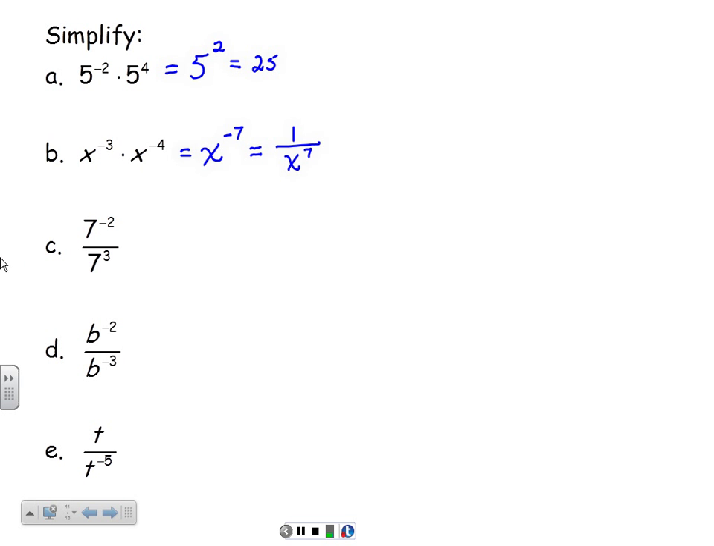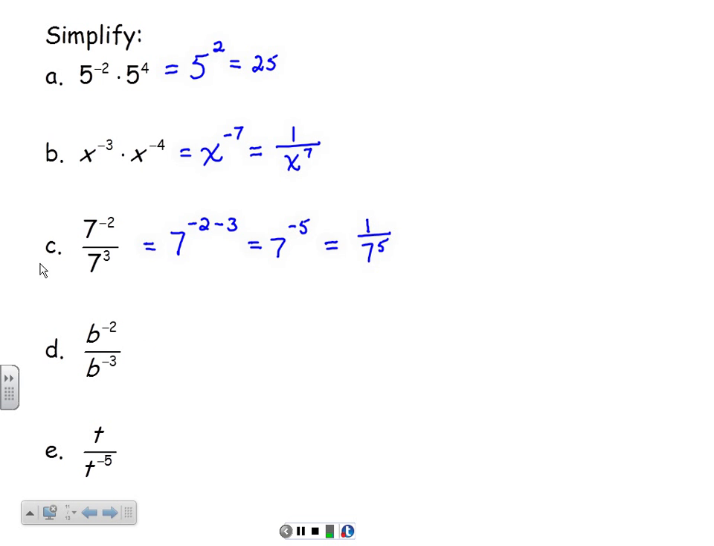So for letter C, we are dividing. Remember, when you divide powers with like bases, you keep the same base, but you subtract top minus bottom. And I'm going to write this one out so you can see it. Negative 2 minus 3, top minus bottom. And so when you do that, you're going to have negative 5, 7 to the negative 5 power. We don't want our answers to be negative exponents, so we have to change that to 1 over 7 to the positive 5.